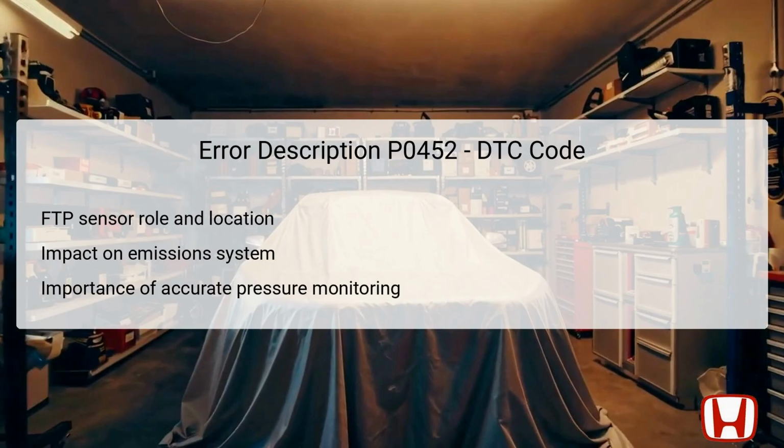This sensor sends voltage signals to the Powertrain Control Module, PCM, which interprets the data. When this voltage drops below a specified threshold of less than 0.3 volts, the DTC P0452 is set, highlighting a fault in the circuit. Ignoring this code may lead to more systemic issues affecting fuel efficiency and vehicle safety.